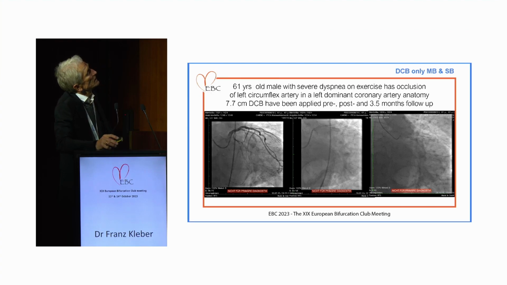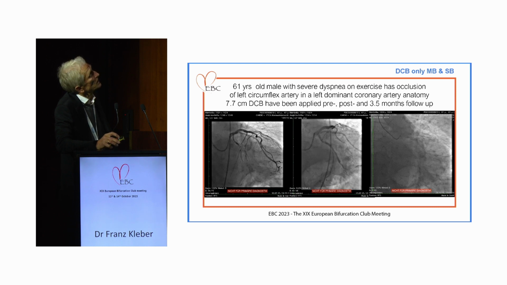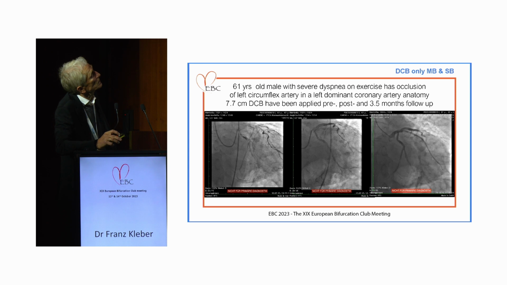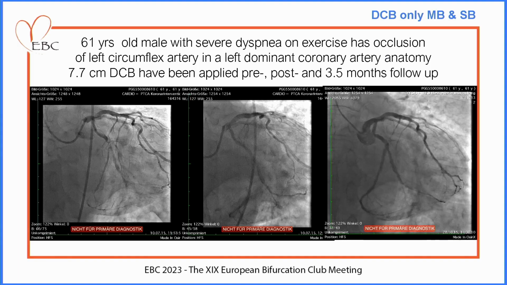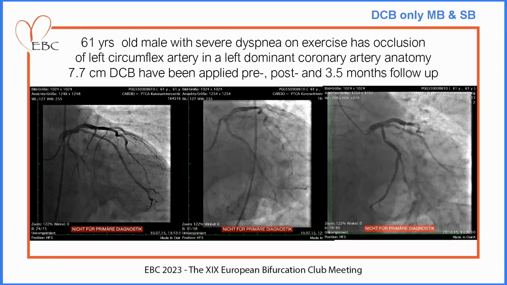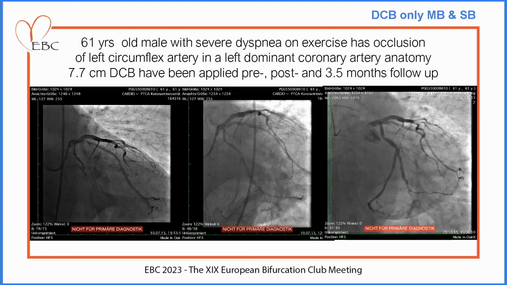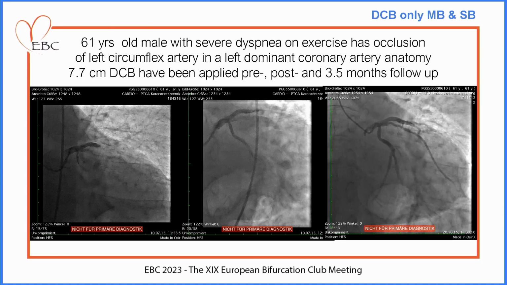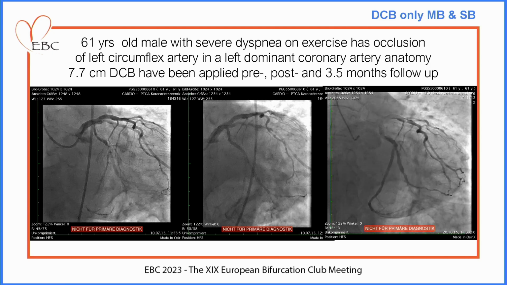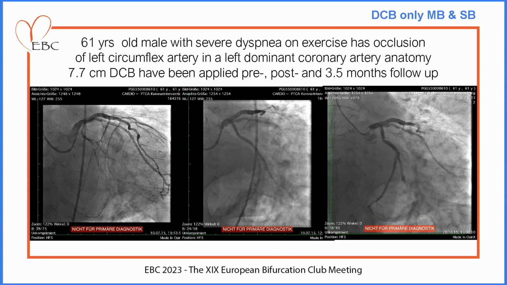Yes, I think this is about what we have. This is a bifurcation we did with long DCB application, 7.7 centimeters overall. You see the late follow-up. We actually did the late follow-ups earlier than usually, already after 4 months, because from the pathology standpoint, and I talked to Renu Virmani about this, nothing happens anymore after 4 months of DCB only application.